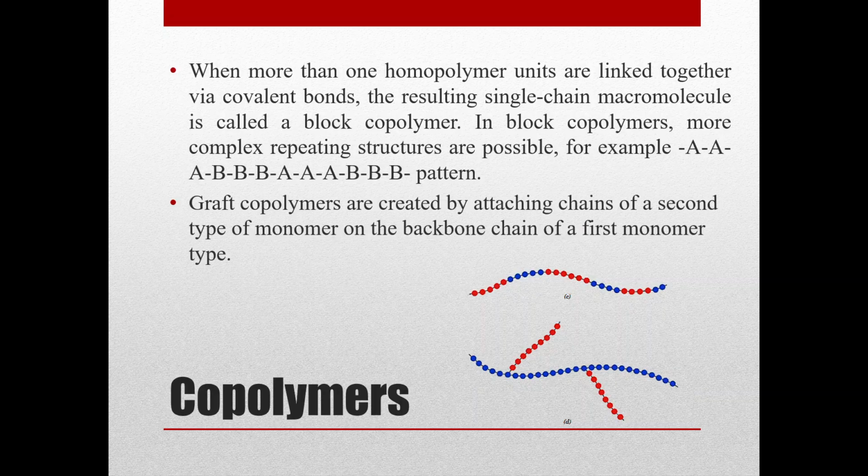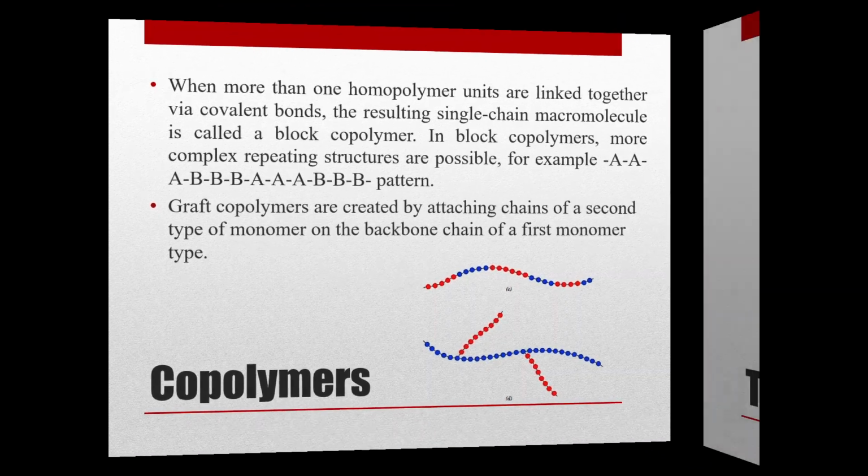The next type is the graft copolymers, and these are created by attaching chains of a second type of monomer on the backbone chain of the first monomer type. One can see that the main chain is of the blue beads of say one type of monomer, and the branch that is attached to the main backbone is of the second monomer type. This type of copolymer is called a graft copolymer.